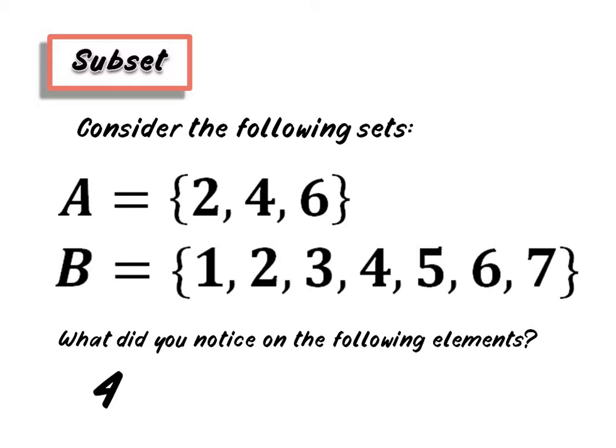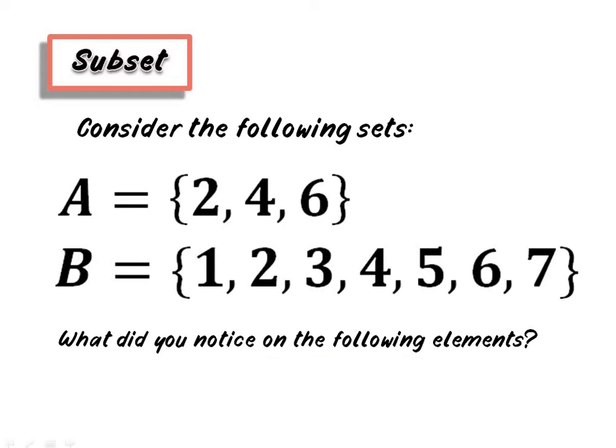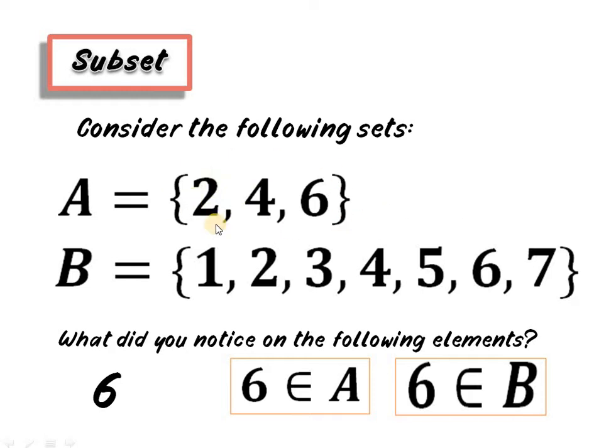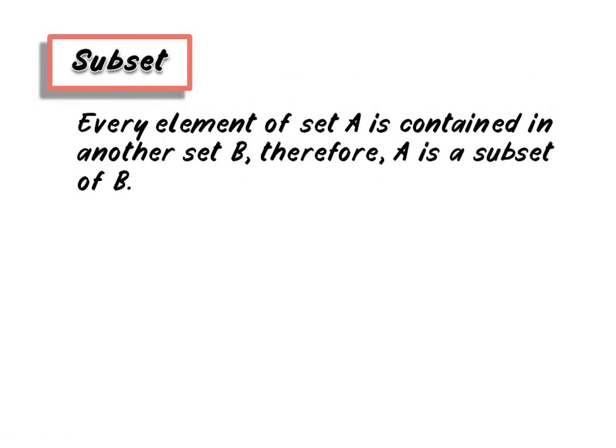Good job! 4 is an element of A, and also 4 is an element of B. Let's try 6. Great thinking! 6 is an element of A, and 6 is also an element of B. Therefore, all of the elements of set A can be found on set B. Thus, we can define subset as every element of set A is contained in another set B. Therefore, A is a subset of B.